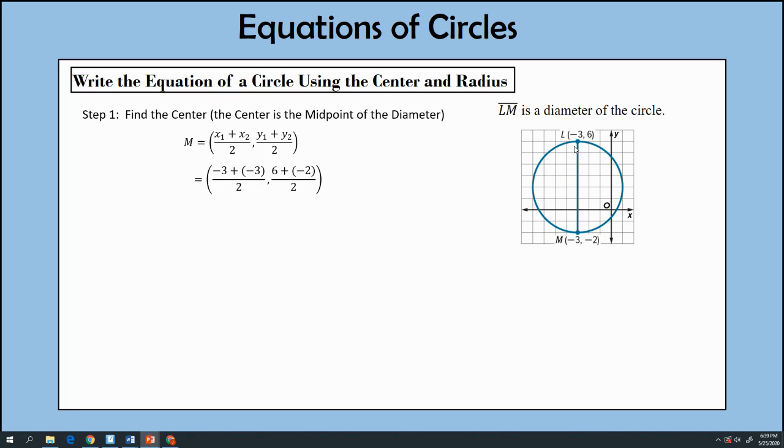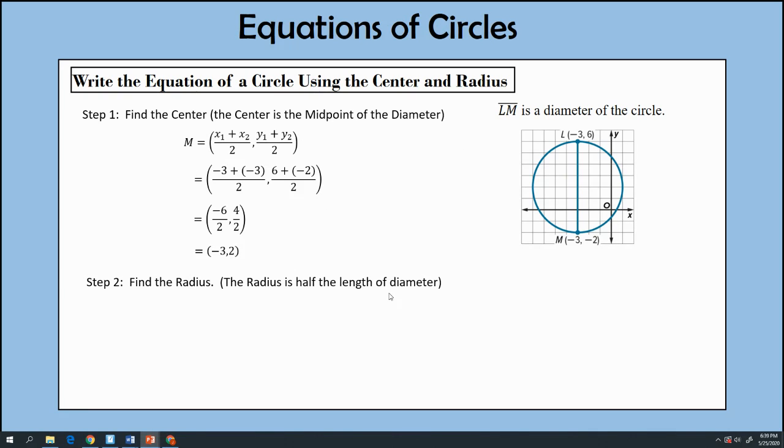So it's going to be x is -3 plus -3 divided by 2. Y's are going to be 6 plus -2 divided by 2. So we're going to get -6 divided by 2 and 4 divided by 2. So our center is at (-3, 2). And I'm sure many of you have already had that figured out. But in this case, that's how we can do it most accurately. And that way we're not making a mistake in our assumptions. So we found the center first.